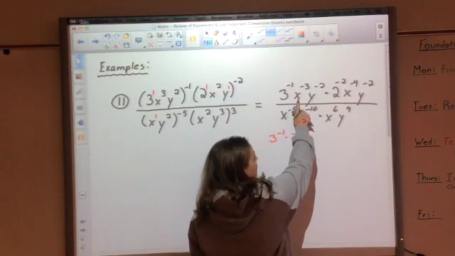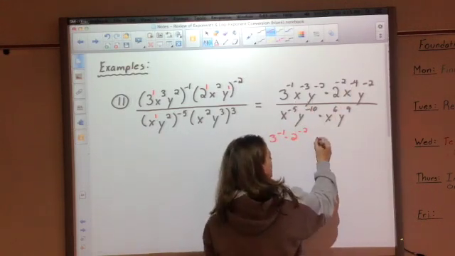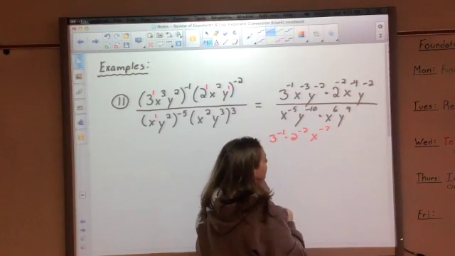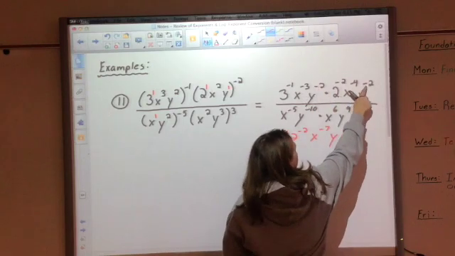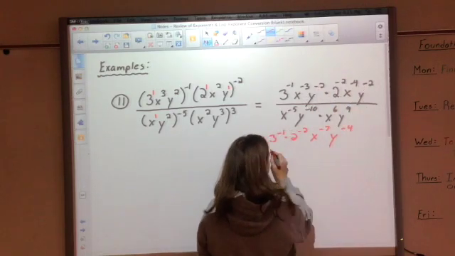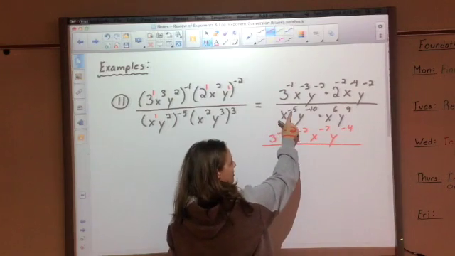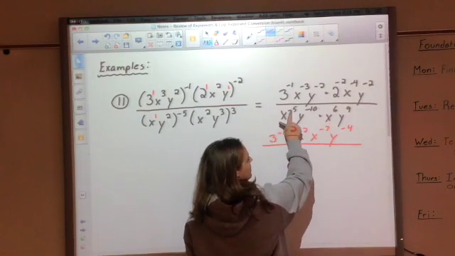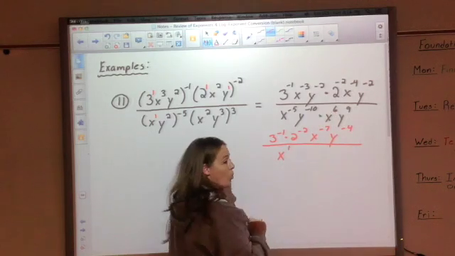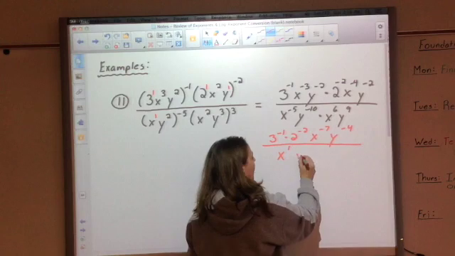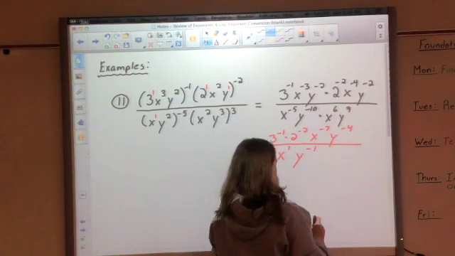Then we have x to the negative 3 and x to the negative 4. So we add our exponents, which gives us x to the negative 7. And then y to the negative 2 plus negative 2 is negative 4. All right, then on the bottom, we have x to the positive 5 and x to the negative 5 and x to the positive 6, which gives us x to the positive 1 power. And then y, negative 10 plus positive 9 is a negative 1.